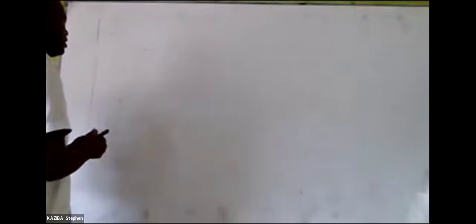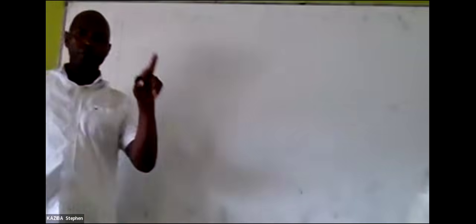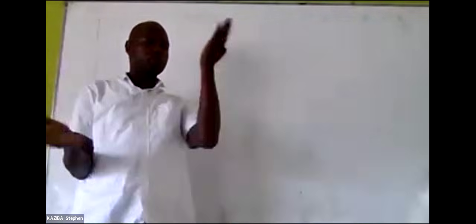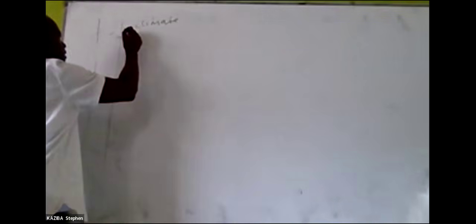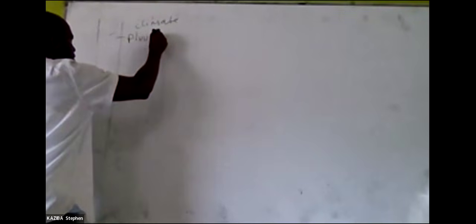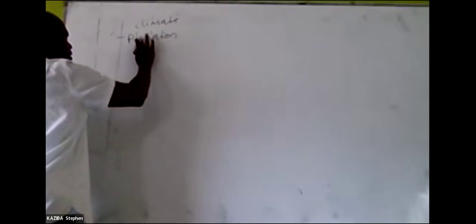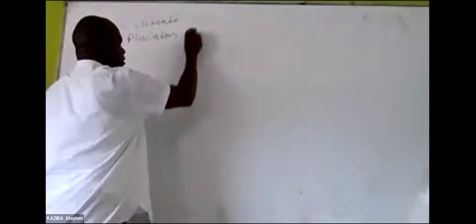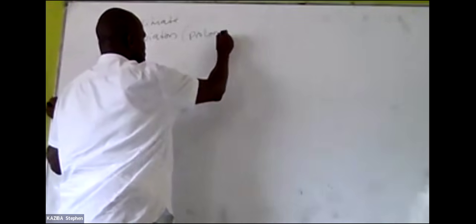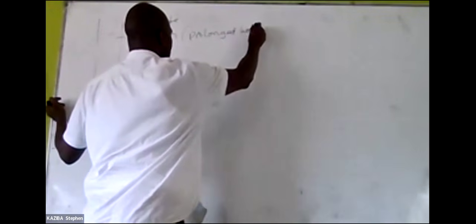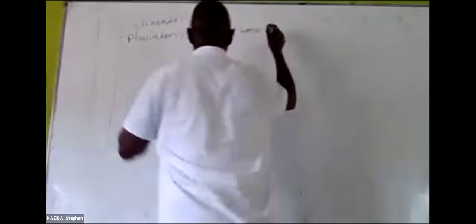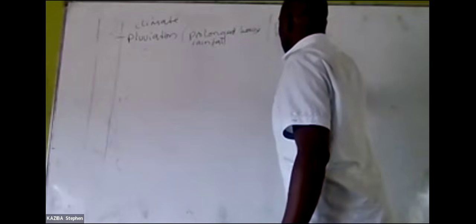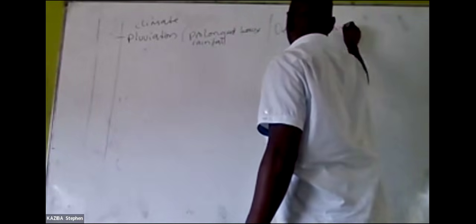So the causes, now because we are catering for two things, the points are going to be like this. The first point is climate. Under climate, we have pluviation, which is the same as prolonged heavy rainfall. So the points are pluviation and desiccation. Desiccation is the same as long droughts.